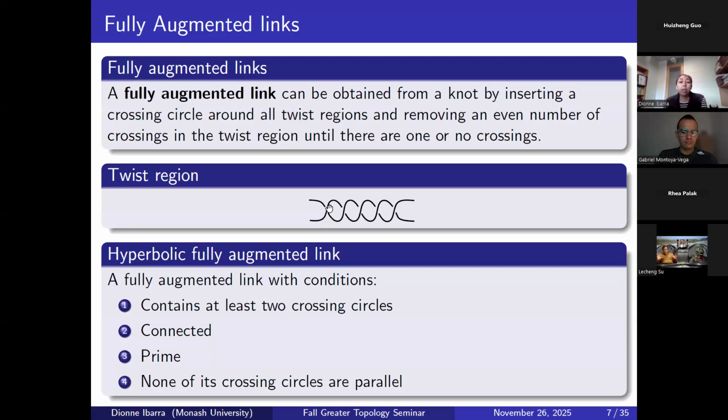Meaning, to turn this into a fully augmented link, you can't put two crossing circles in this area. Also, sometimes when you augment, you might get two pieces of the region where you can pull the crossing circle over to the other region. In that case, you don't want that, and that can be fixed by doing flype moves.